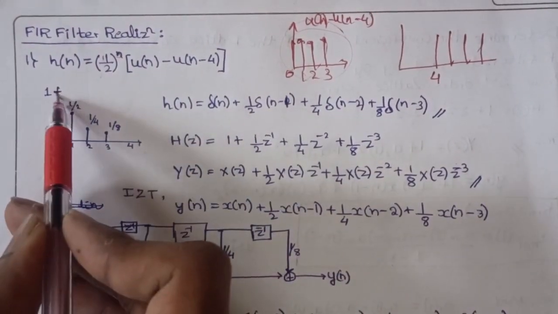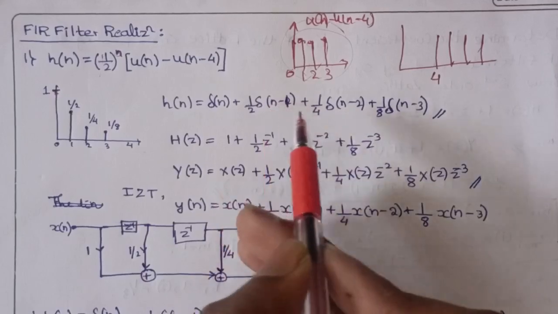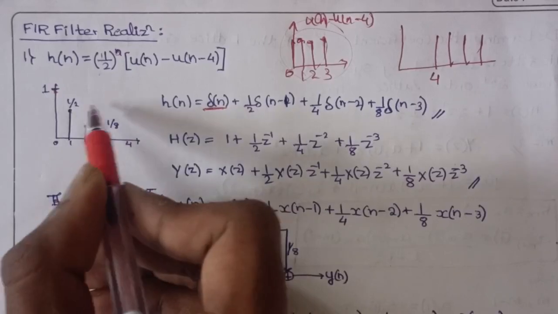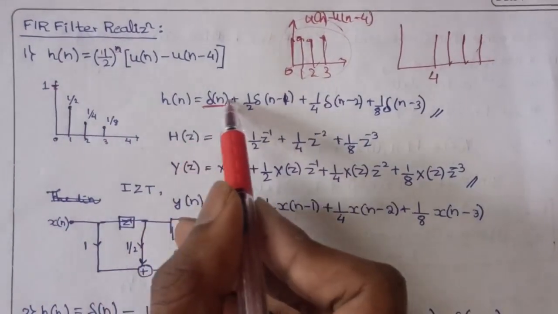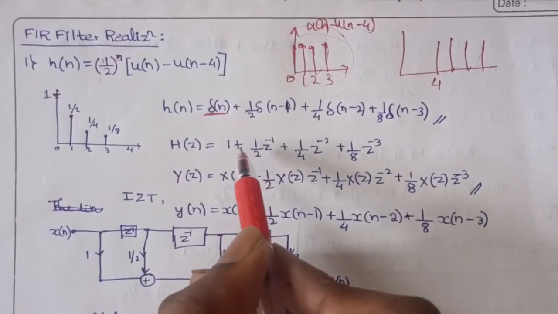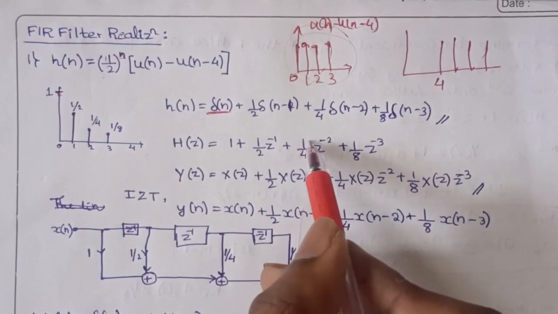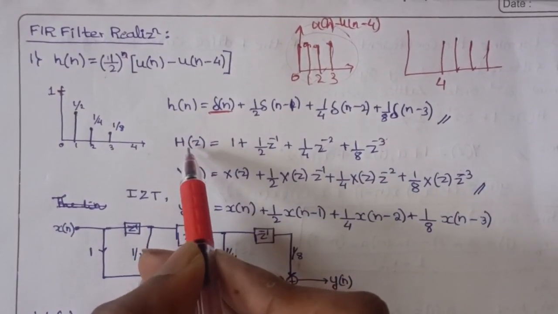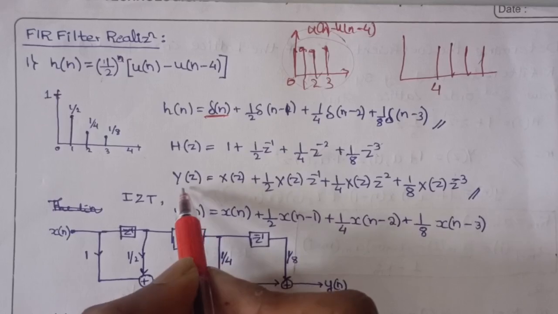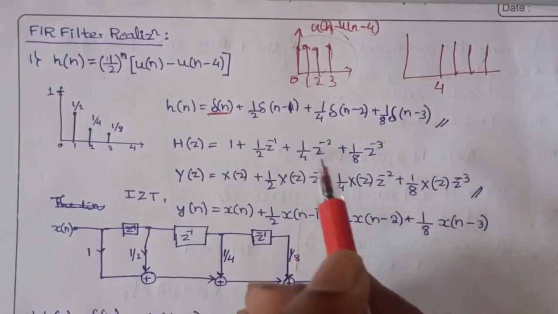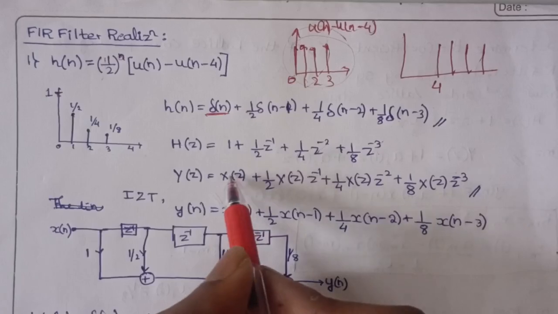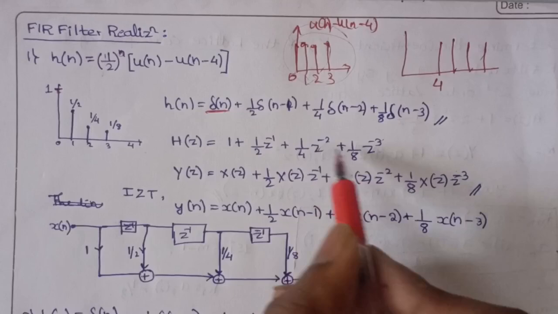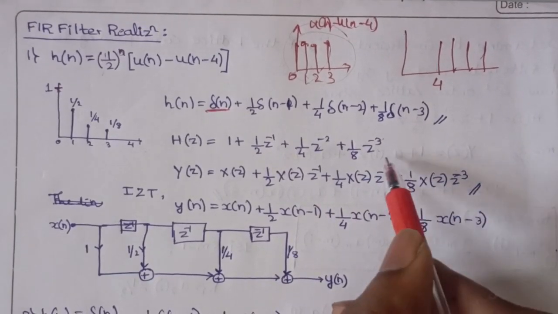h of n is equal to delta of n plus 1 by 2 delta of n minus 1 plus 1 by 4 delta of n minus 2 plus 1 by 8 delta of n minus 3, where delta means impulse function. Taking the z transform of this equation, we get H of z is equal to 1 plus 1 by 2 z raised to minus 1 plus 1 by 4 z raised to minus 2 plus 1 by 8 z raised to minus 3. We know that H of z is equal to Y of z by X of z. X of z will be in the denominator. When X of z is sent to the RHS, we get Y of z is equal to X of z into 1 plus 1 by 2 X of z into z inverse plus 1 by 4 X of z into z raised to minus 2 plus 1 by 8 X of z into z raised to minus 3.